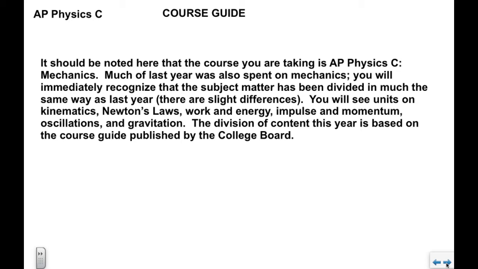It should be noted here that the course you're taking this year is AP Physics C, Mechanics. Much of last year was also spent on mechanics. You will immediately recognize that the subject matter has been divided in much the same way. There are some slight differences, but you will see units on kinematics, Newton's laws, work and energy, impulse and momentum, oscillations, and gravitation.